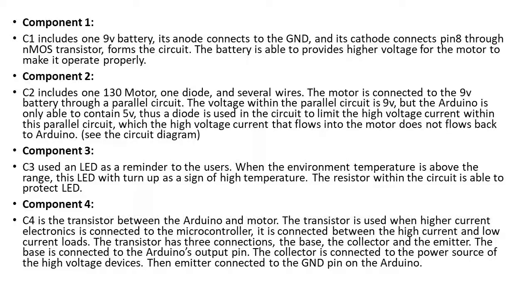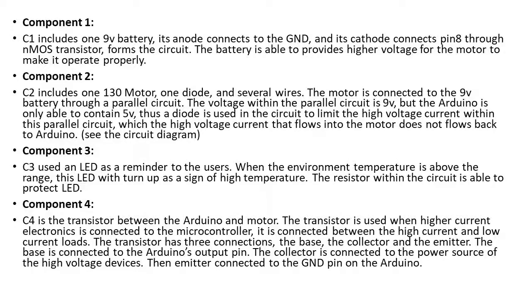Component 3 uses an LED as a reminder to the users. When the environment temperature is above range, the LED will turn on as a sign of high temperature. Component 4 is a transistor between the Arduino and the motor. The transistor is used when high current electronics is connected to the microcontroller. It is connected between the high current and low current loads.